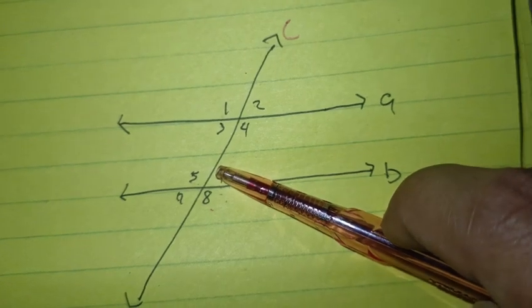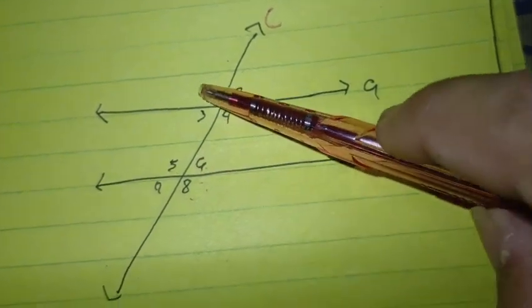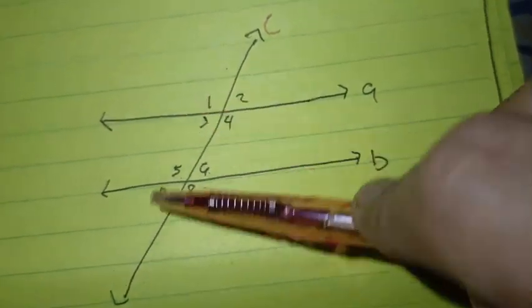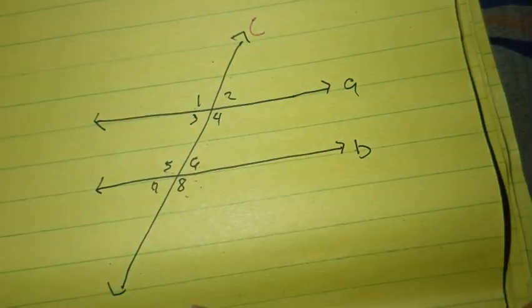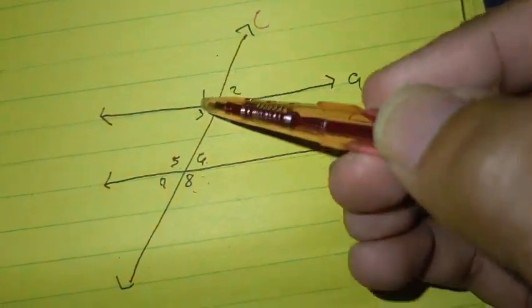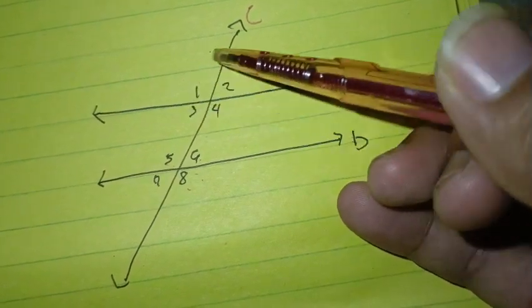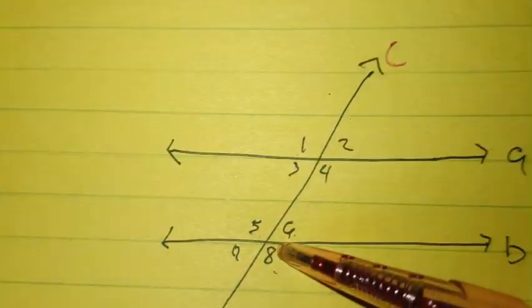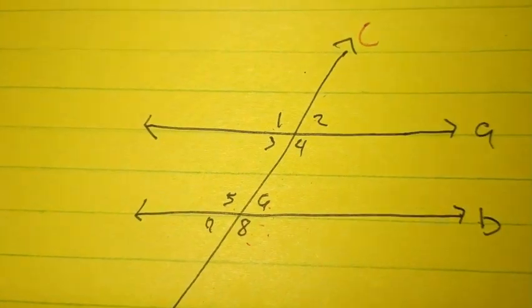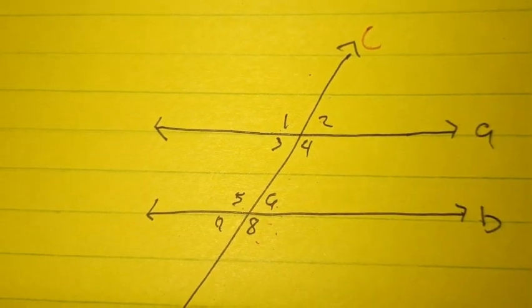Next is the alternate exterior angles theorem, which is 1 and 8. Alternate and exterior, outside. Next is the consecutive interior angles theorem. Consecutive means next to one another, like 3 and 5, and 4 and 6. That is the consecutive interior angles theorem, or same side interior angles theorem.